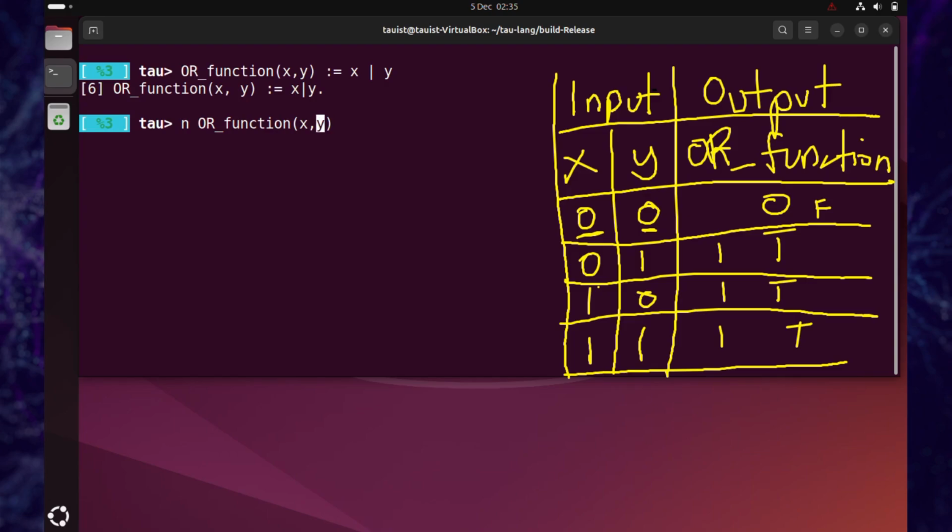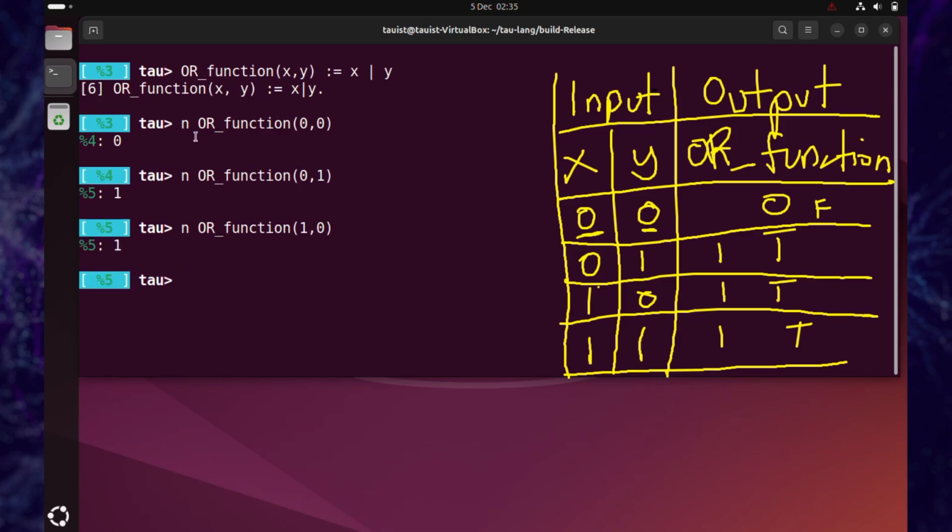So instead of x or y, we try 0 0. So this is x 0, y 0. We expect the output of this is 0. Correct. Next is 0 and 1. We expect the output to be 1. Good. And this one is 1 and 0. We expect the output to be 1. This is 1. And last is 1, 1. We expect the output to be 1. 1. Okay. So that shows that this is the OR operator. I hope it's clear.